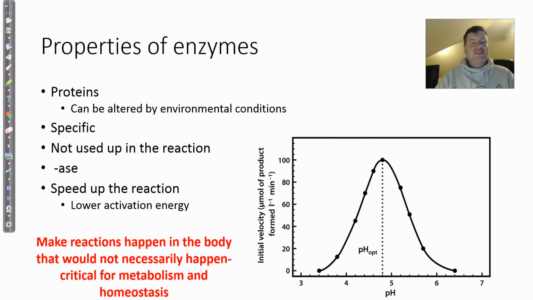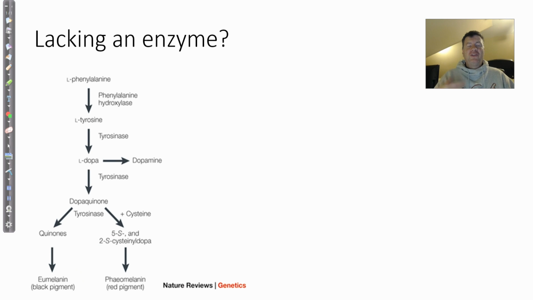So, these enzymes, in summary, in red, really important, make reactions happen that would not necessarily happen, so they're critical for metabolism, critical for homeostasis. Read that, what you see there in red, over and over again, and you'll see why it's important. It's really important. But I want to end with this idea: what happens if you don't have an enzyme?